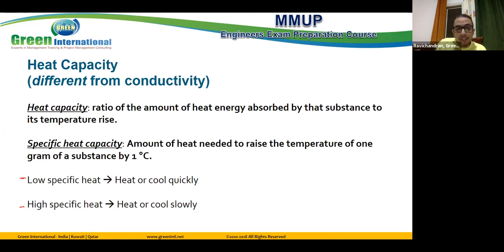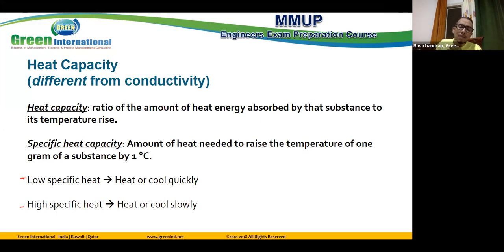If the material has low specific heat, it heats and cools quickly. It does not take time to respond to the heat; the response to heat is high. So it heats up quickly and cools down quickly. But if the material has high specific heat, it heats or cools slowly.